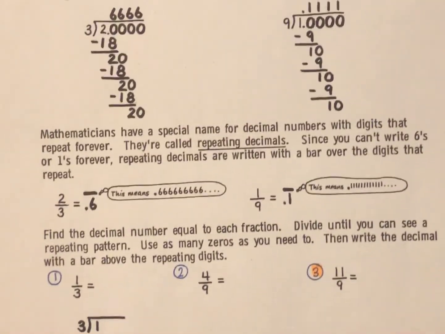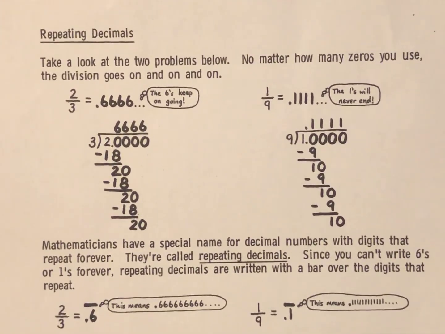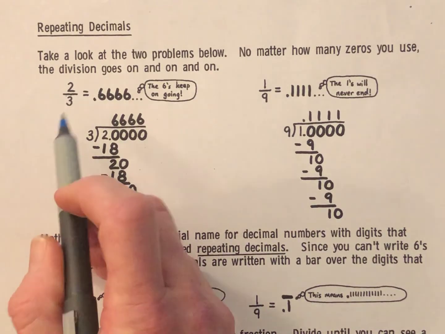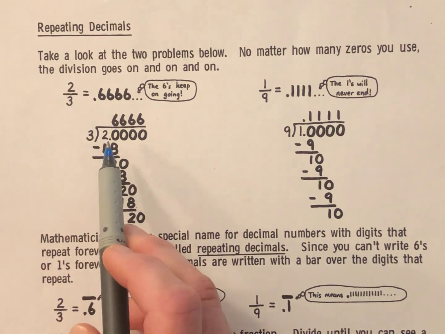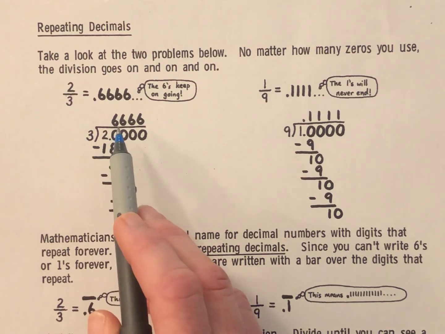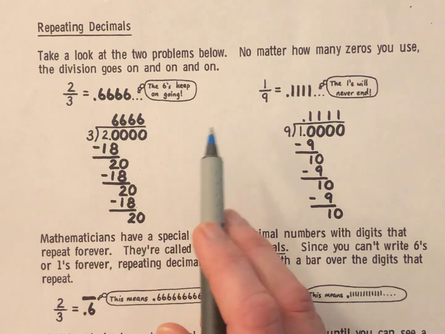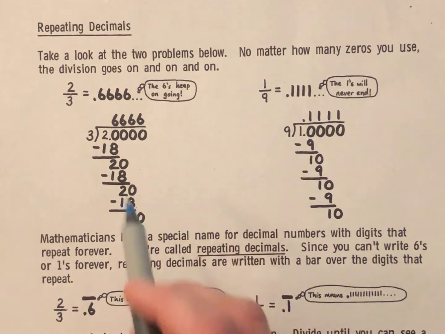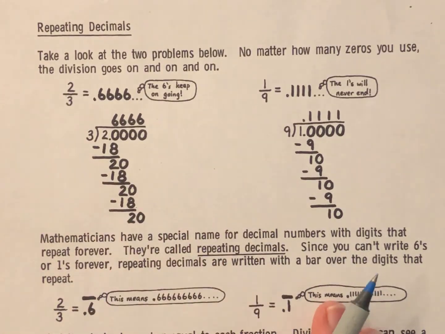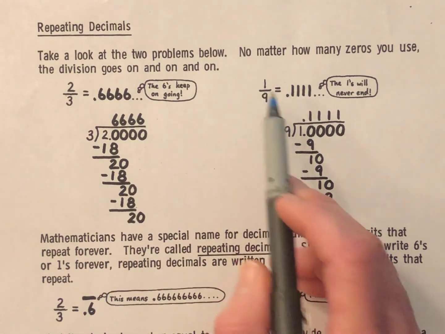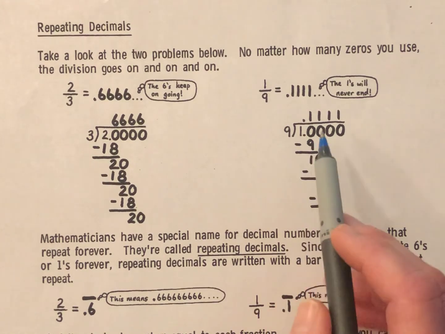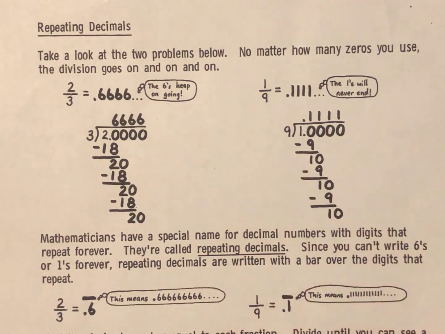Page 6 is repeating decimals. Look very carefully. You see that you've got the example of 2 divided by 3, 2/3. When you divide it out, you will get 6 and 6 and 6 and 6 forever and ever. And you don't want to just keep going forever because you already know that it's not going to stop. And then 1/9, 1 divided by 9 is similar in that you have 1 that goes on forever and ever. So if you're trying to divide until you have no remainder, it won't happen with these repeating decimals.